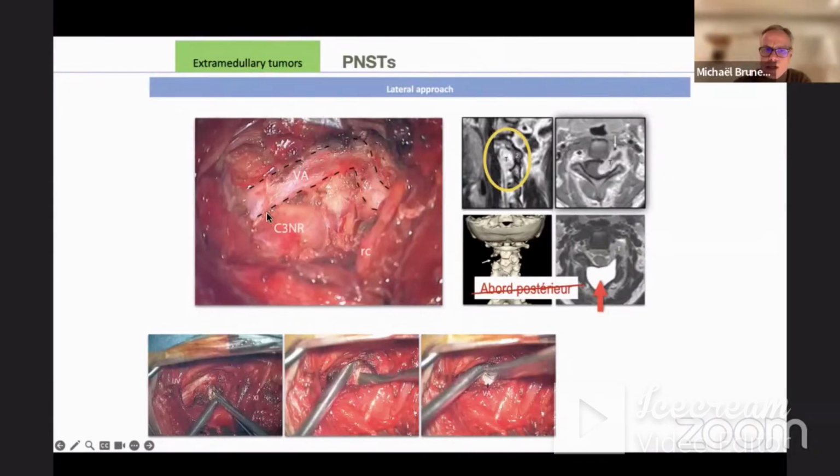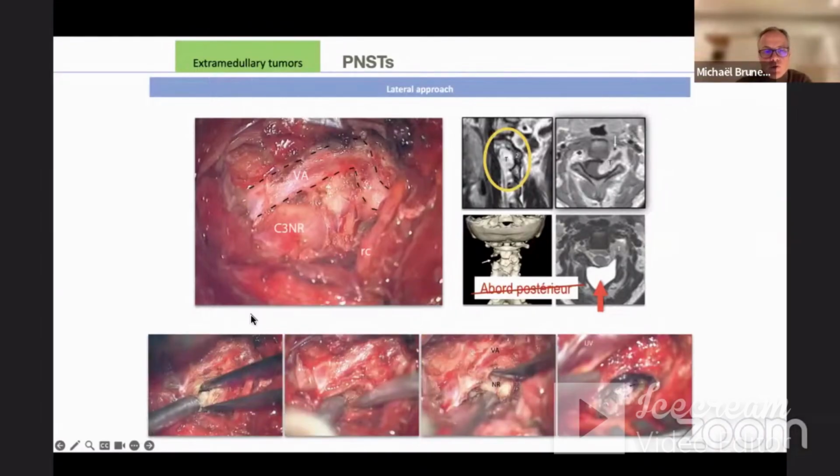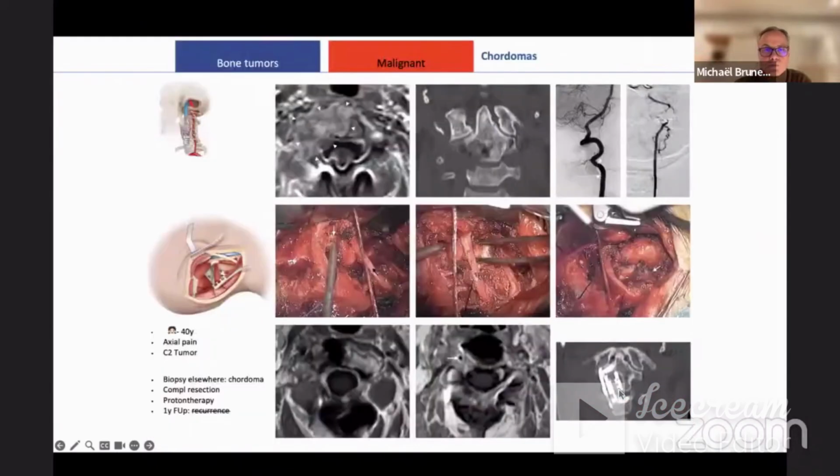The foramen is enlarged by the tumor, and by this lateral approach, you have access to all the structures after a superficial dissection of the vertebral artery. This is the exposure of the vertebral artery. This is the final exposure. This is the tumor. And then you just have to resect the tumor by an intratumoral debulking, then a peripheral dissection, and you see the situation at the end of the procedure. This is the vertebral artery completely decompressed now after complete resection.